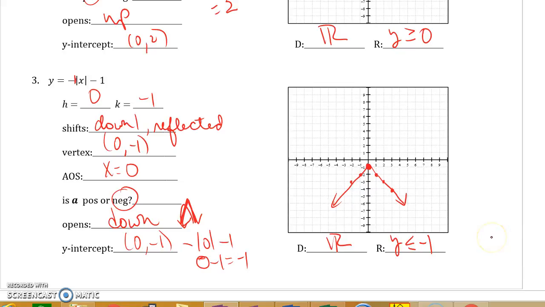Go ahead and start your assignment. It's in the green packet. It should be section 3.7. And then I will be back tomorrow to go over any of your questions, and then we'll go from there.